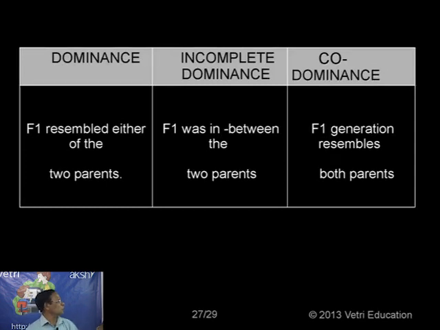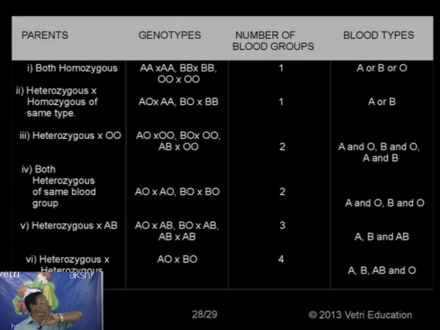I have the table given. You just follow the table. I compare dominance, incomplete dominance and codominance, a very simple explanation. In the case of dominance, F1 resembles either of the two parents. In incomplete dominance, F1 is in between the two parents, as in the case of flower color. In codominance, the F1 generation resembles both the parents, as in the case of AB blood group. For further analysis, the possibilities of blood groups and other things are represented in the table column. If you have any doubt, ask me in the next class regarding this blood group.